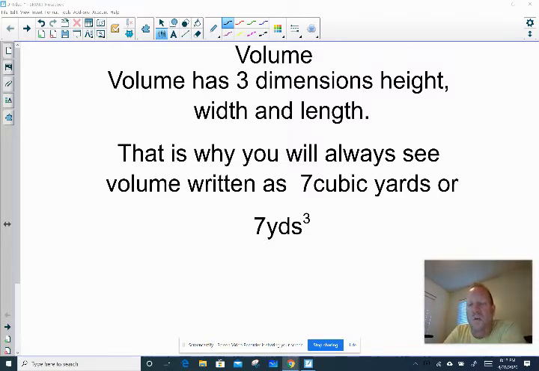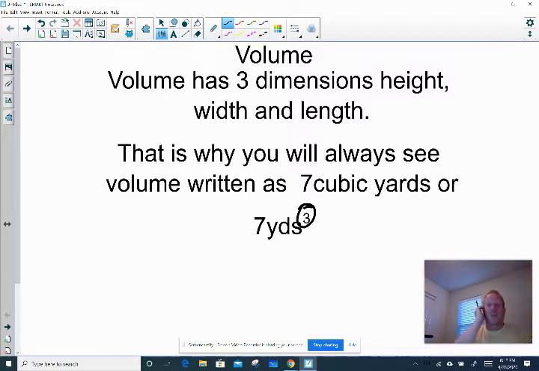What we do know is that volume has three dimensions. It takes the height times the width times the length. That's why you'll always see volume written as 7 cubic yards, or 7 yards cubed, or 32 yards cubed, or 32 cubed inches, 32 inches cubed, something like that. It will always have this little 3. This little 3 represents the volume.